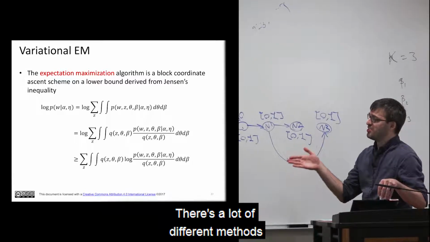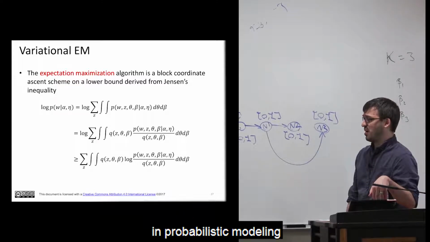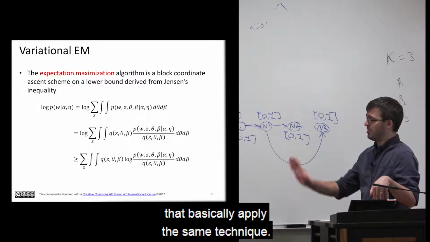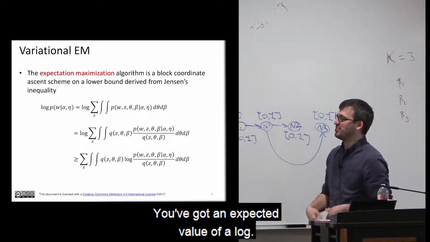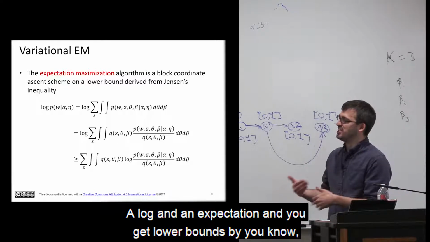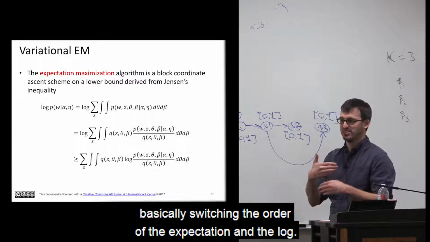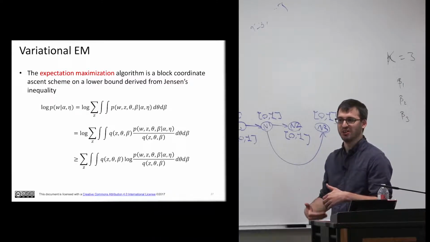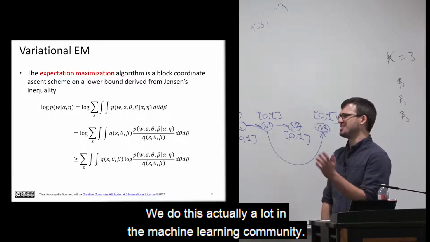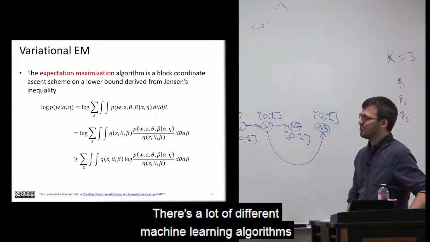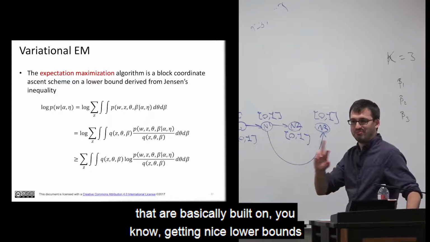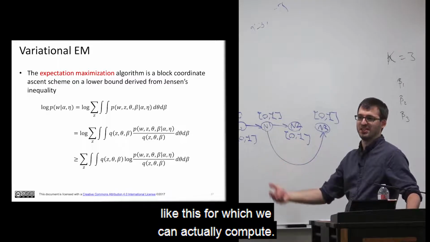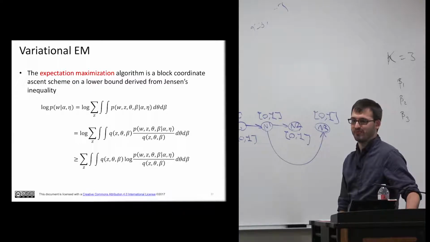This is a good thing to keep in mind. There's a lot of different methods in probabilistic modeling that basically apply the same technique. This is just a very generic technique. You've got an expected value of a log of an expectation, and you get lower bounds by switching the order of the expectation and the log. We do this a lot in the machine learning community. There's a lot of different machine learning algorithms that are basically built on getting nice lower bounds like this which we can actually compute.